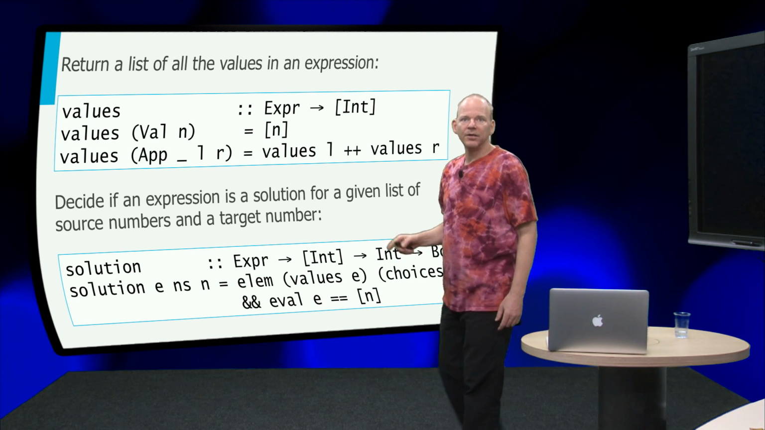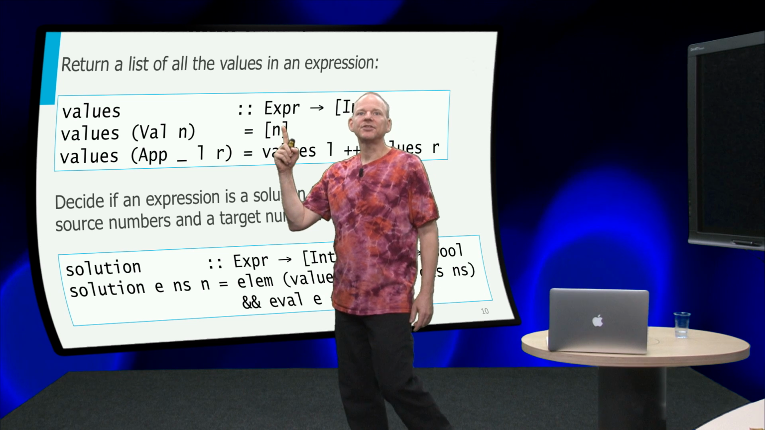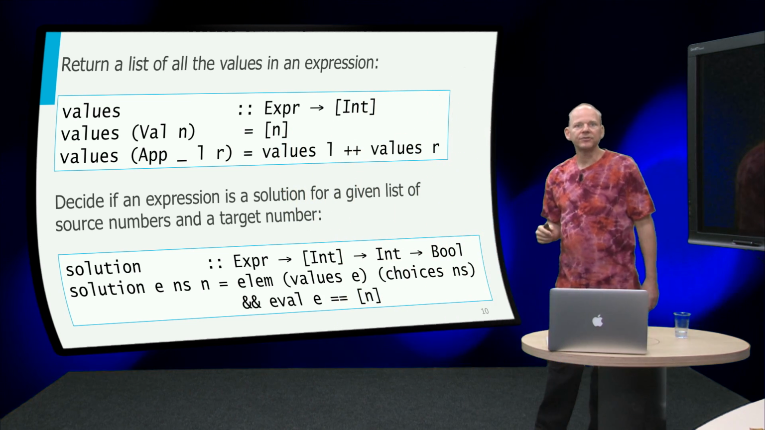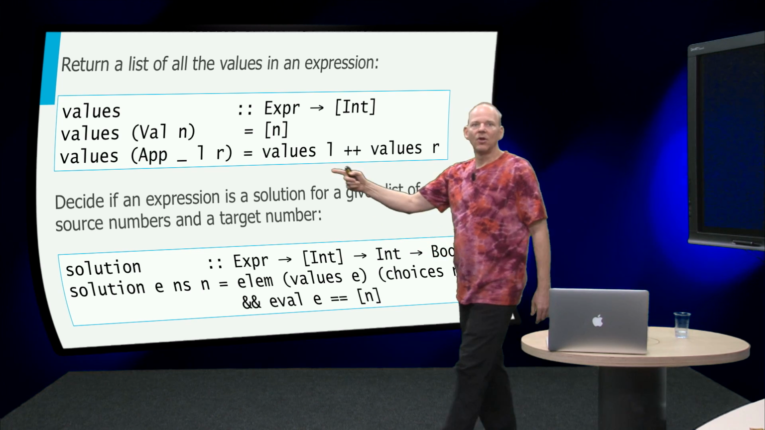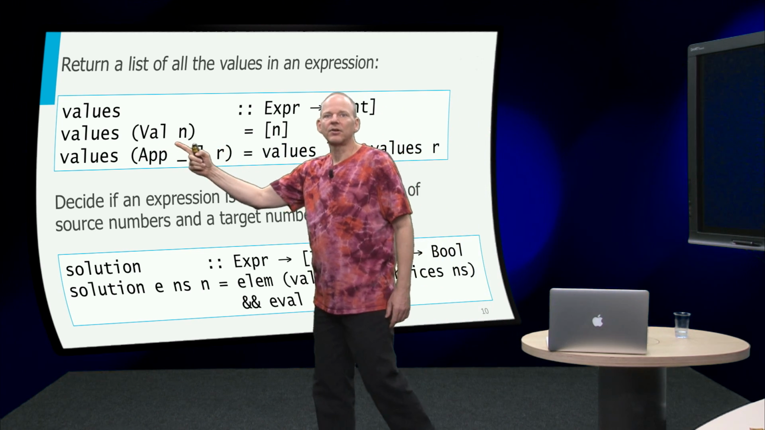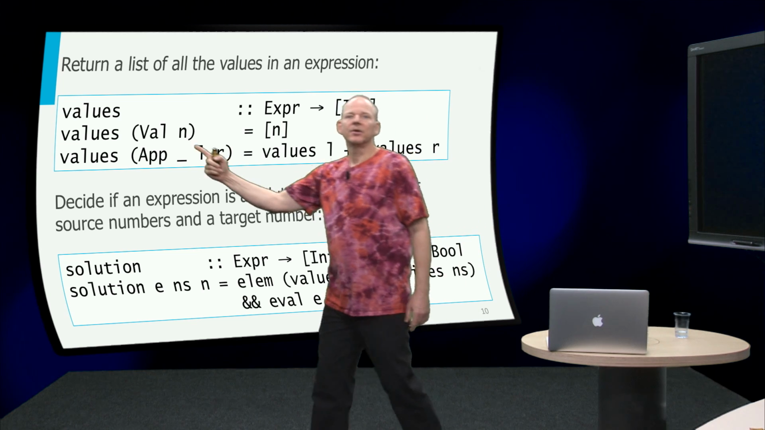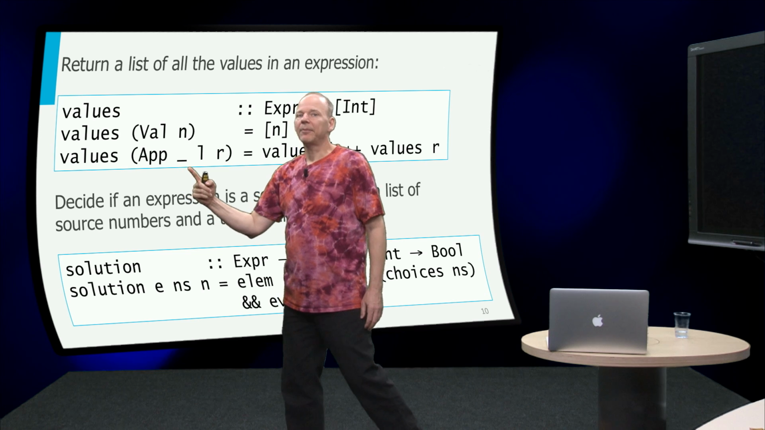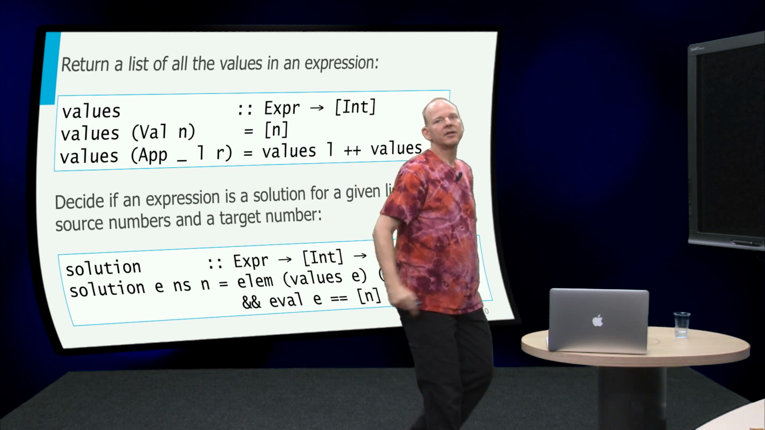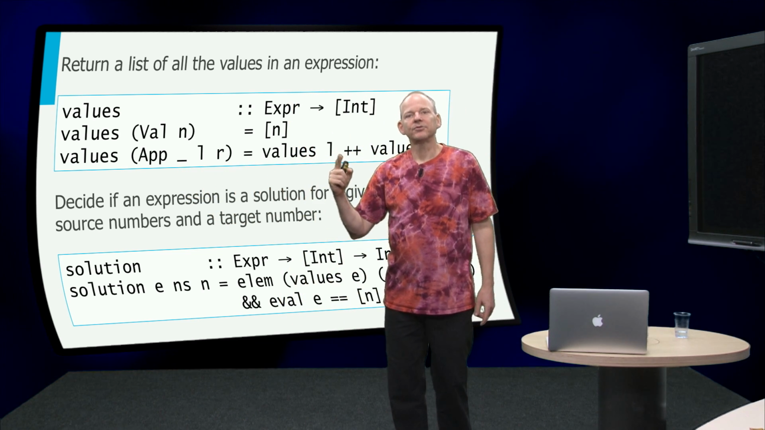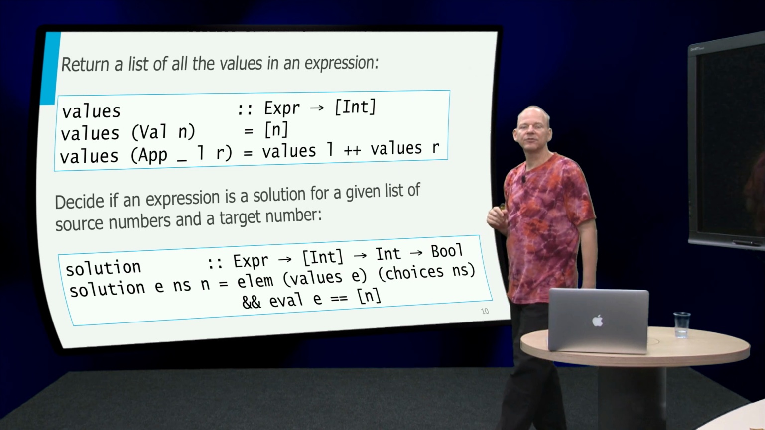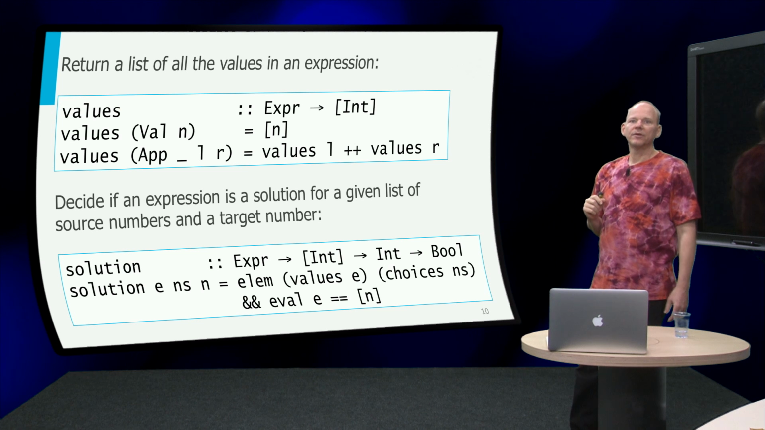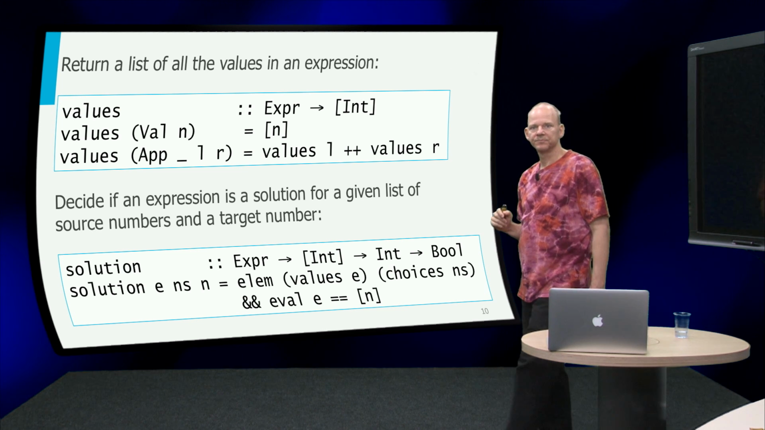Now we can define a new function that, given an expression, returns a list of all the values. So all the values, what are those? Those are all the values at the leaves. So if I have a value, I return a singleton list. If I have the application of whatever operator, I take the values of the left sub-expression and combine them with the values of the right sub-expression.